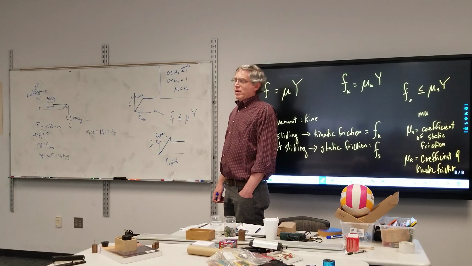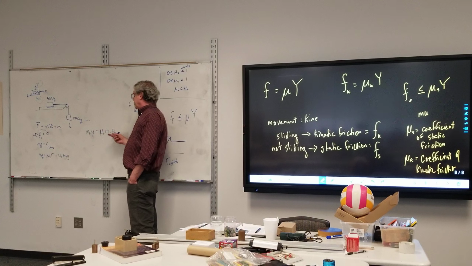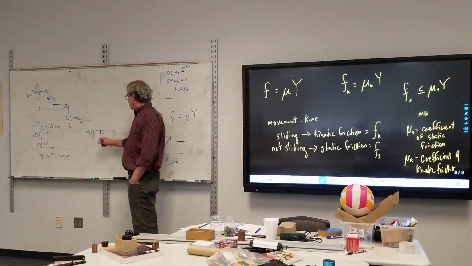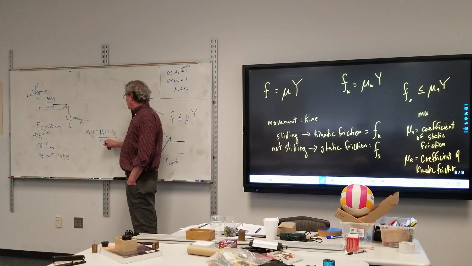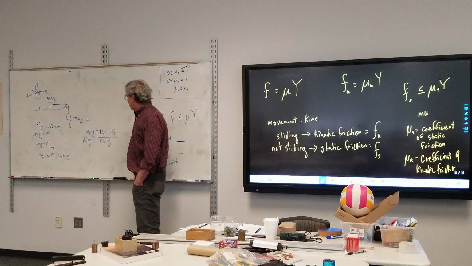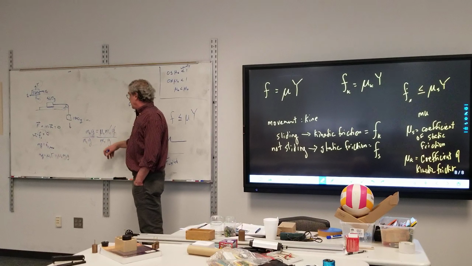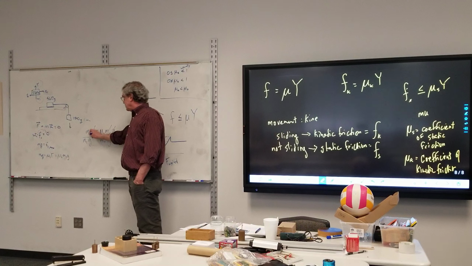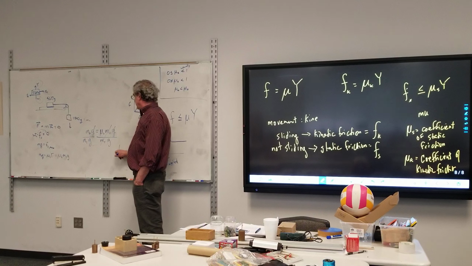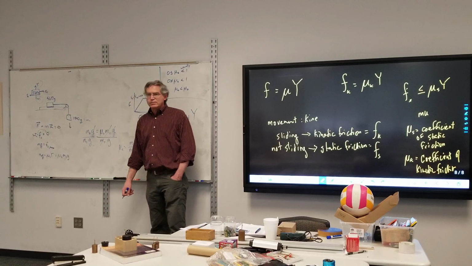I'm trying to solve for mu_s. I need to get this all by itself, and I have multiplication, so I undo multiplication by dividing. I'm going to divide both sides by m_t and g. The m_t's cancel out, and the g's cancel out on the left hand side and right hand side. What I'm left with is that my static coefficient is just equal to whatever my hanging mass is divided by the mass on the track.